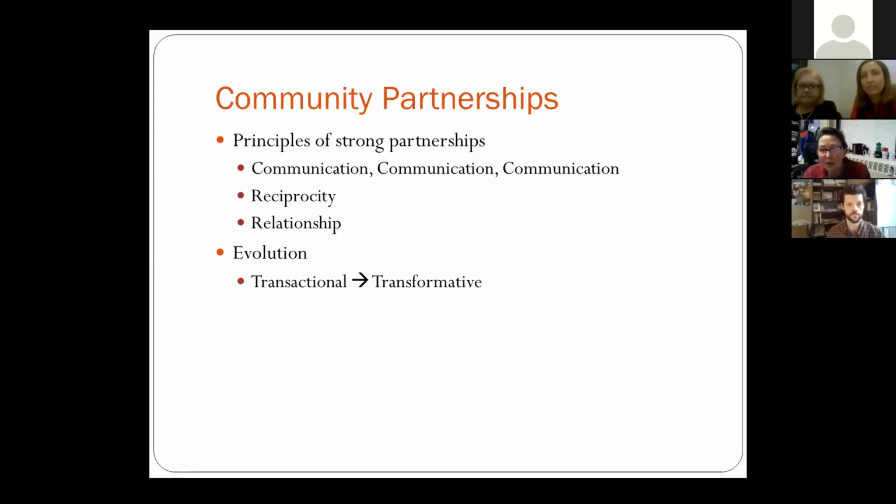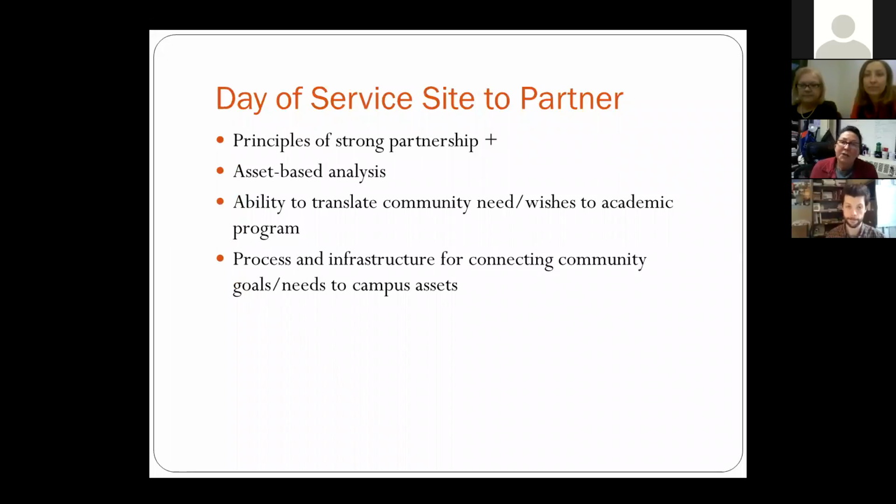...into relationships that begin to promise change for the community partner, for the perspectives of our students, for deepening and broadening our faculty members' ability to teach community-based learning courses and to engage in more publicly engaged scholarship. So, days of service to partnership.